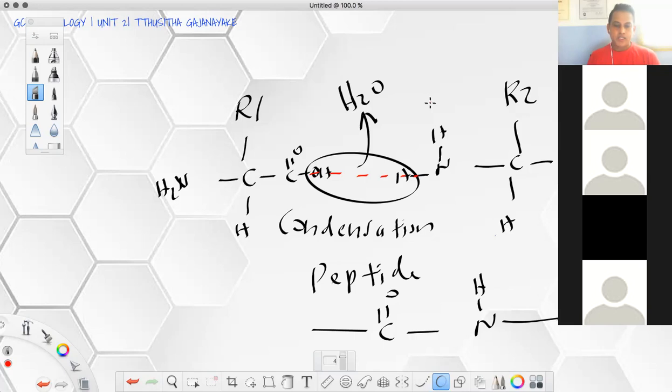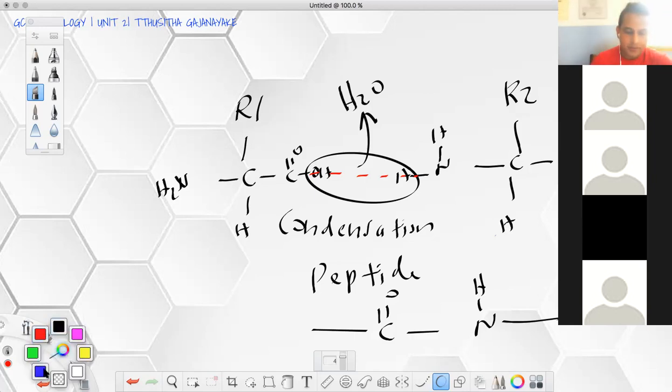So you can copy this down under the monomer and making the polypeptide chain. And in the revision notes section, all this information is given. And there's another word in the notes.